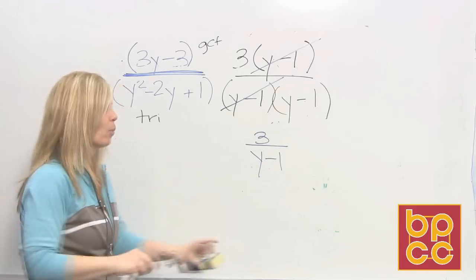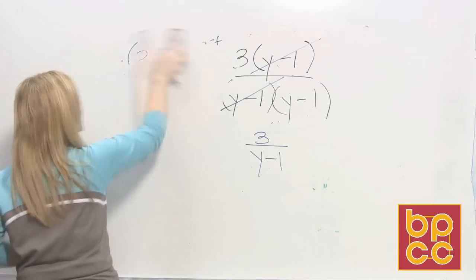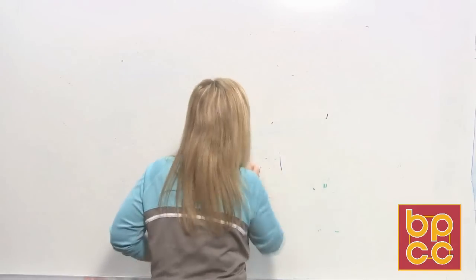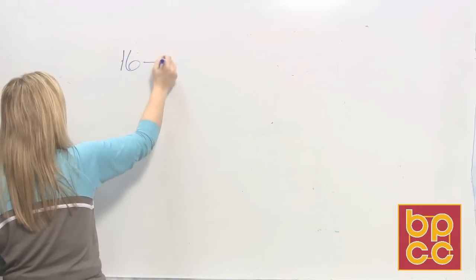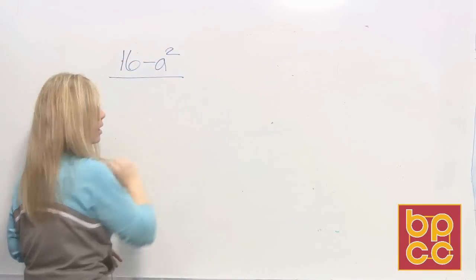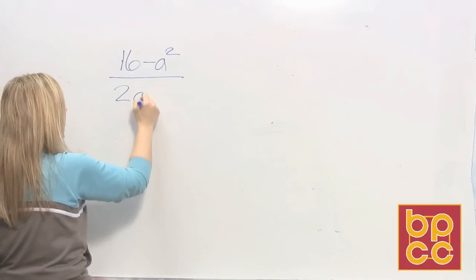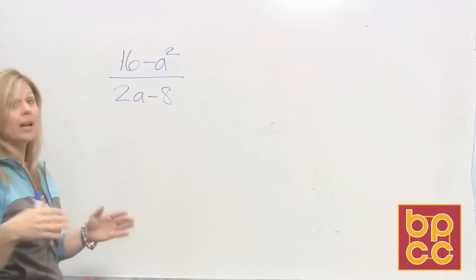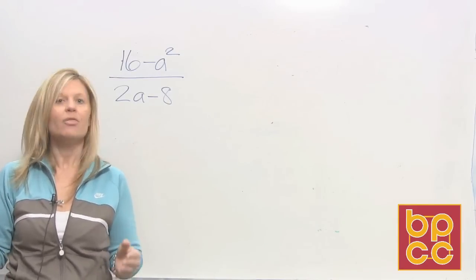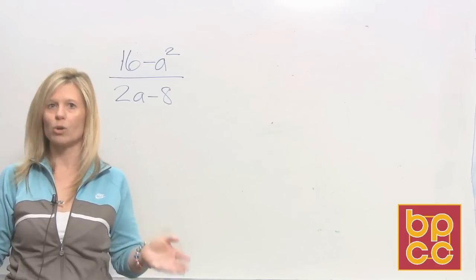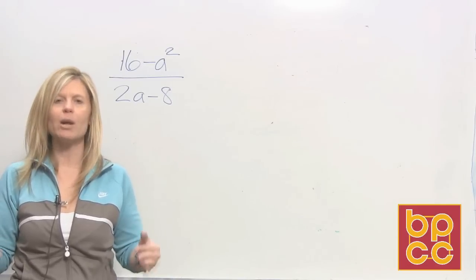Okay, let's try one more. Let's look at our class notes at example 13. Okay, you have 16 minus a squared over 2a minus 8. So here's the important thing. The directions are no help in algebra. They just say simplify or reduce. You have to understand what you're doing.